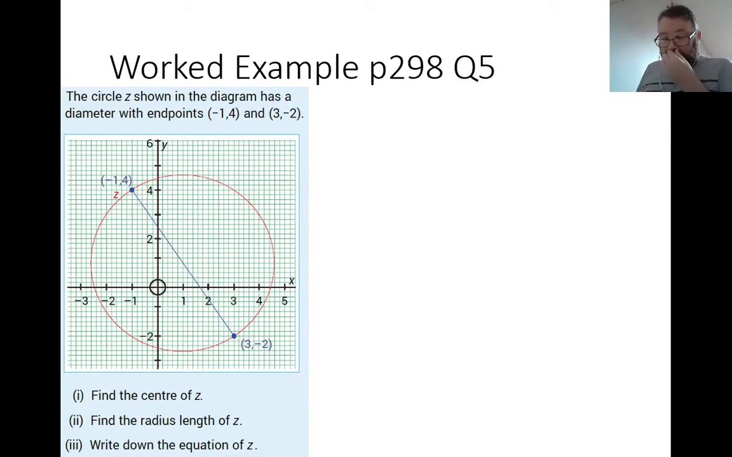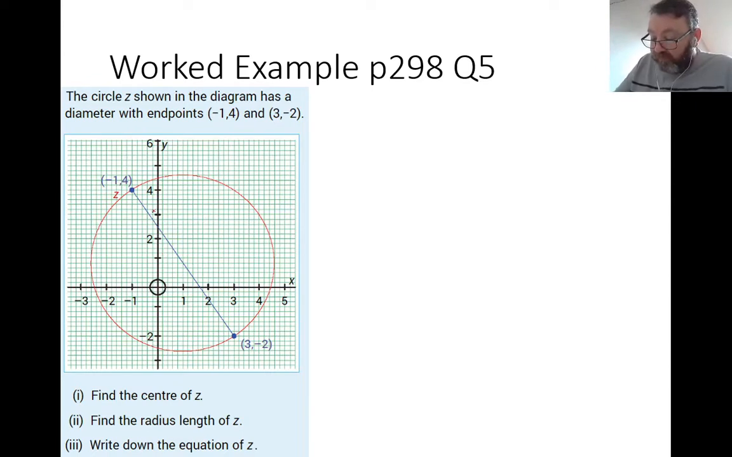Okay, so let's take another worked example here. This time we're using a centre that is outside of (0, 0). So the circle Z shown in the diagram has diameter endpoints (-1, 4), that's here, and (3, -2), which is here. They want me to find the centre of Z.